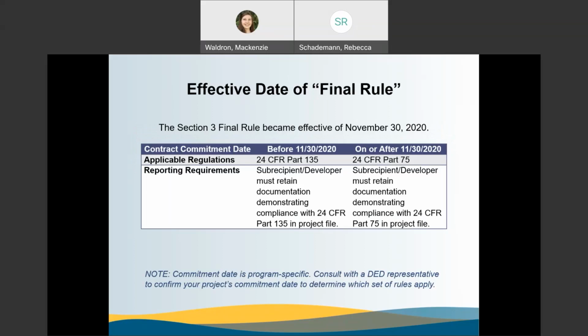The Section 3 final rule became effective on November 30th, 2020. This date is very important. Section 3 commitments made before November 30th, 2020 must continue to comply with the previous Section 3 requirements of 24 CFR Part 135. Commitment date is program specific, so you should consult with your DED representative to confirm your project's commitment date to determine which set of rules apply. As a reminder, this presentation is outlining the regulations set forth under the new Section 3 final rule, impacting projects with commitments made on or after November 30th, 2020.